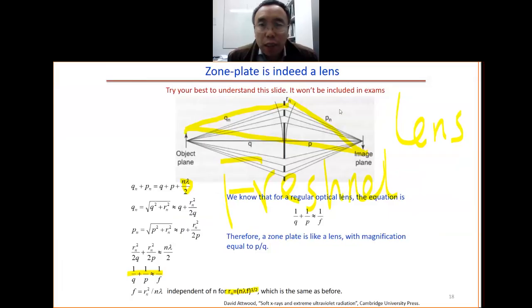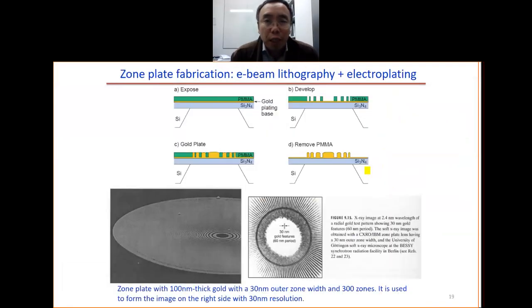So now let's look at how to fabricate the zone plate. The fabrication process is straightforward. First, we have the silicon nitride membrane. We coat a thin conducting layer of gold. Then we coat PMMA as the electron beam resist. We do electron beam lithography and development. Then we do electroplating of the gold. Finally, we can remove the PMMA to have the gold structure.